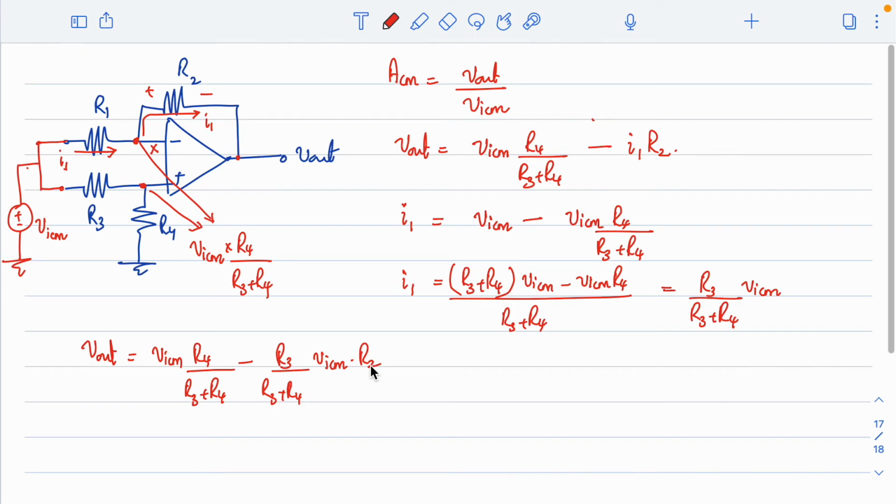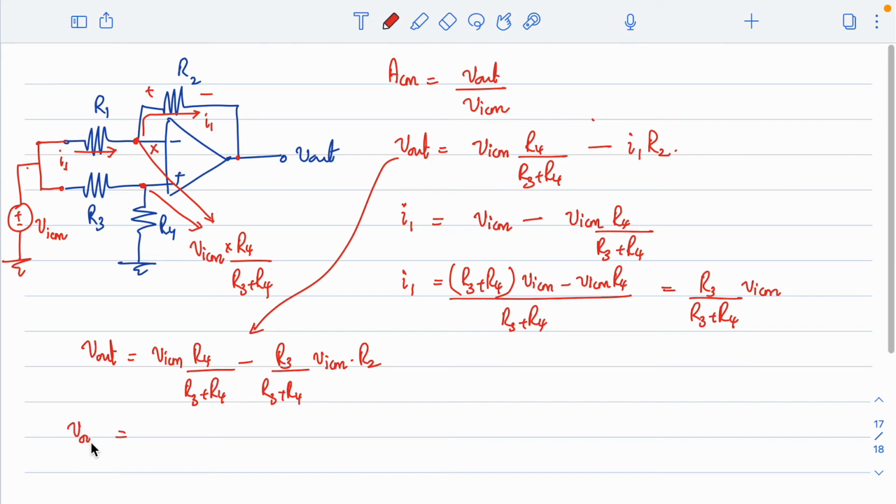This is how you will get, right? Vout is equal to VICM into this quantity minus this quantity. What I have done is I have just rewritten this expression again here. Now from this I can take this VICM common, or alright, so we will write in a different way so that we can directly apply and see.